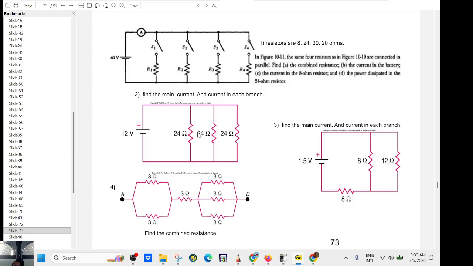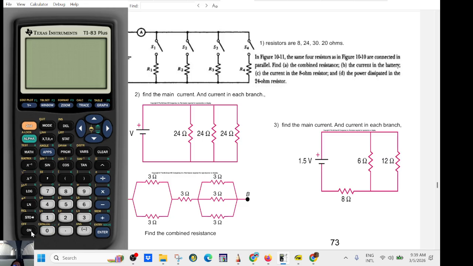Okay, so we were doing parallel circuits. If you have 24, 24, 24 in parallel, the equivalent resistance will be 24 divided by 3, which is 8 ohms. Do you agree? So if you have something like this, first of all, we're going to take care of the parallel.